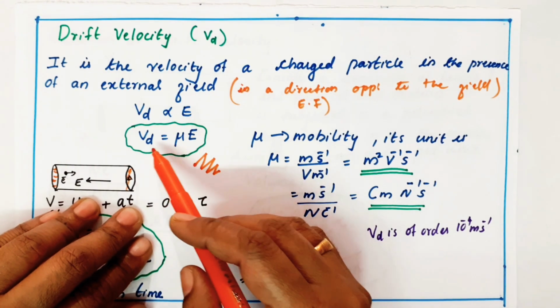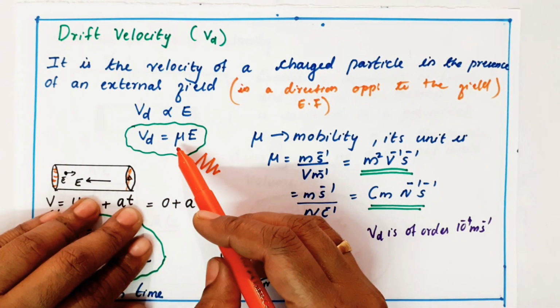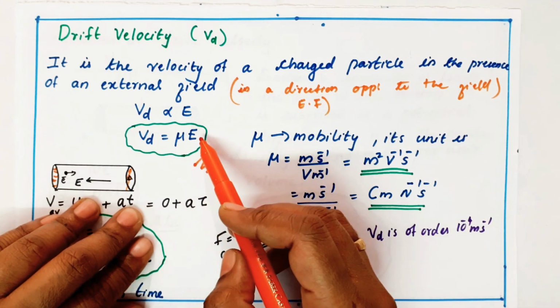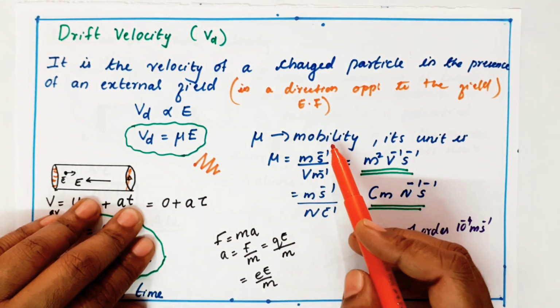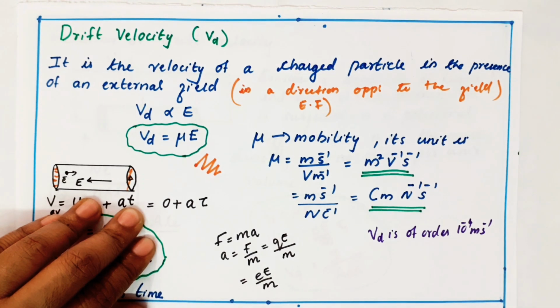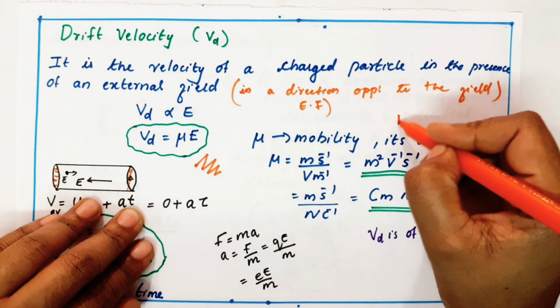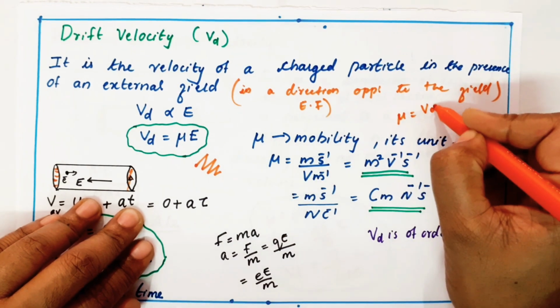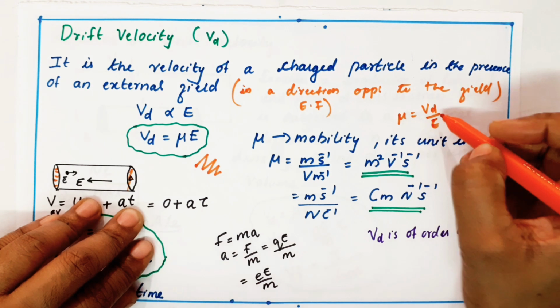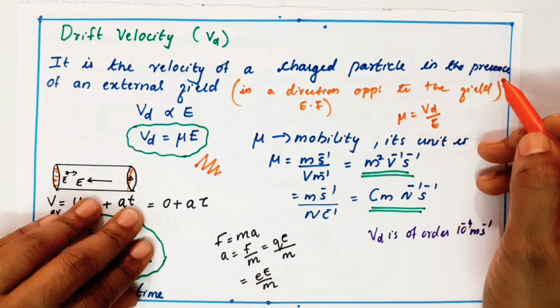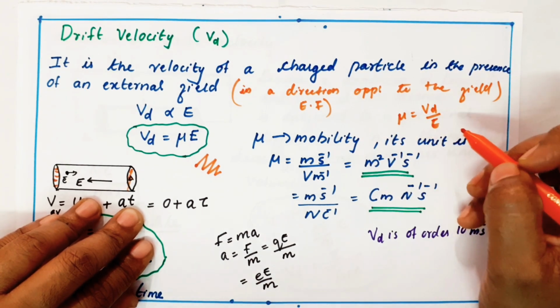For removing proportionality, you keep a constant, that is mu into E. This mu is called mobility. Mu is called mobility. So how do we define mobility? It is Vd by E, that is the ratio of drift velocity to electric field. That is called by the name mobility.